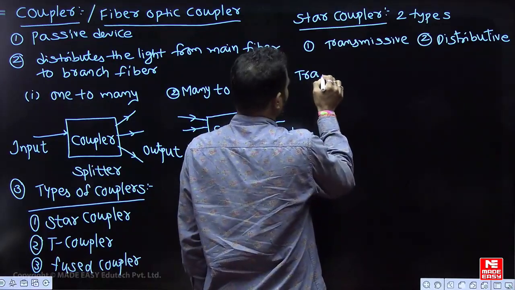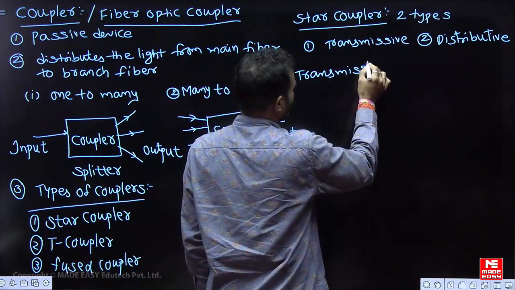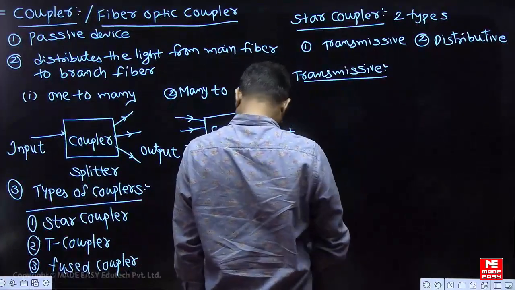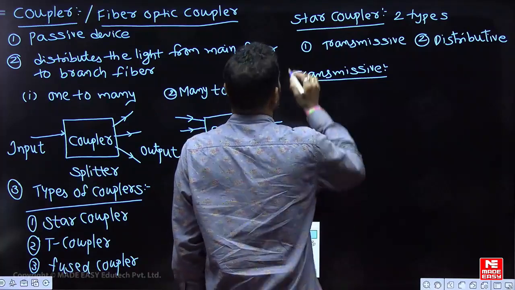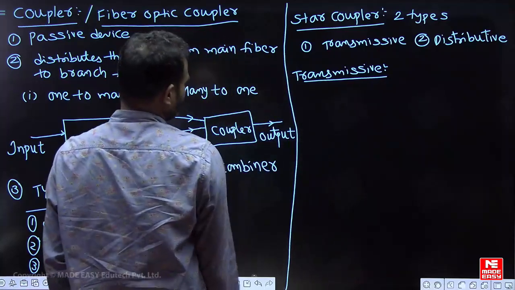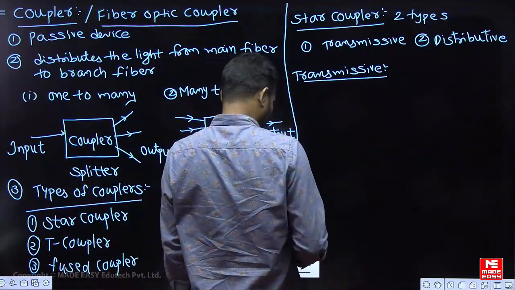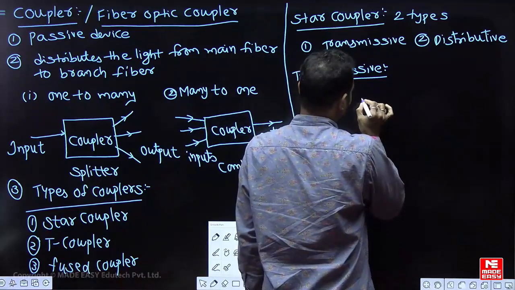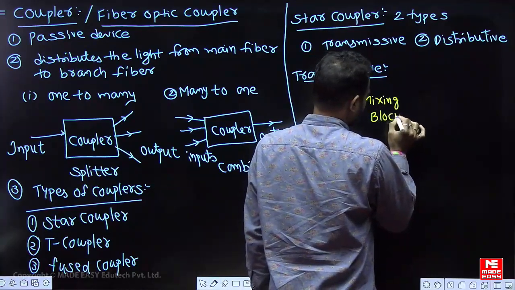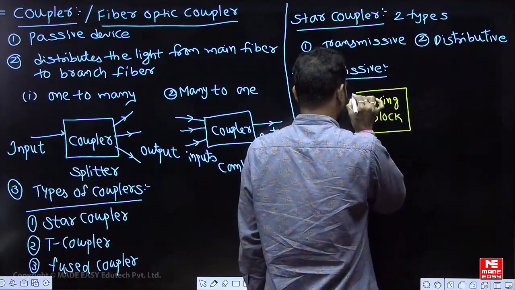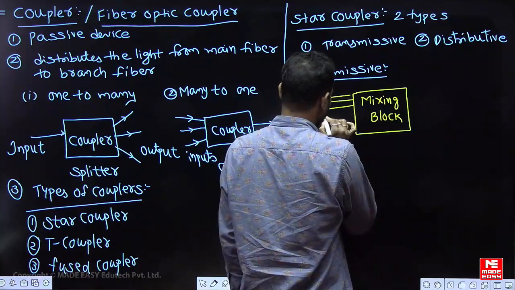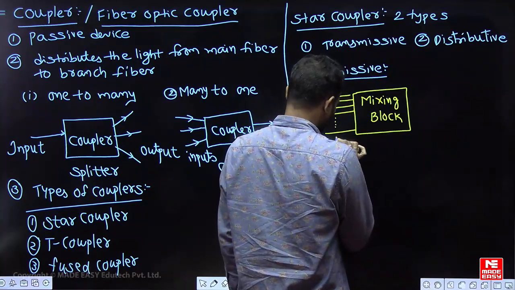So it's time for us to know about the transmissive star coupler. I am drawing the diagram here. When you talk about the transmissive star coupler, we have a block called the mixing block. For this mixing block, we have N inputs, and so on up to N inputs are present.